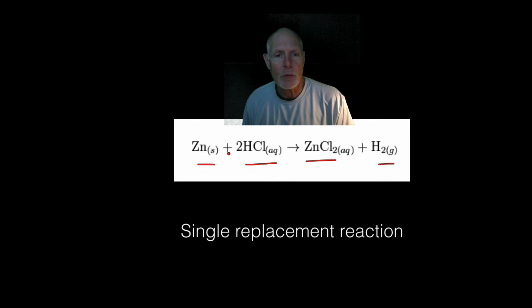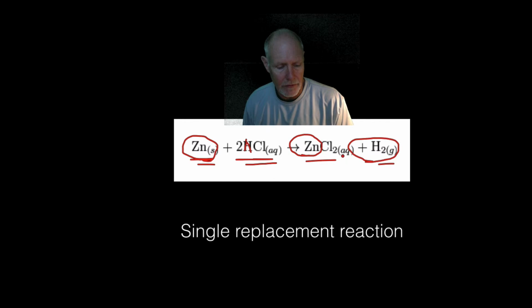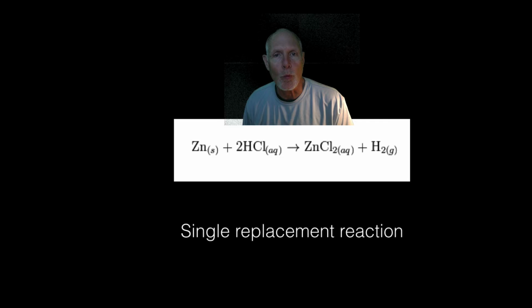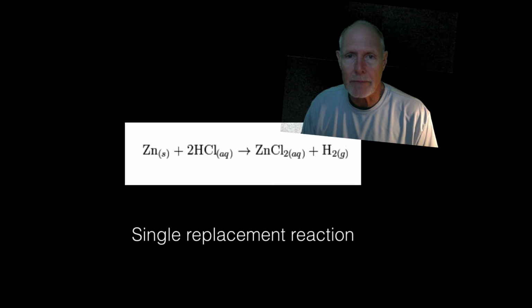What we've done is, in this compound, the hydrochloric acid, we've taken the hydrogen out and replaced it with the zinc. On the left-hand side of the equation, zinc was all by itself, and now over here, hydrogen is all by itself. So we've simply replaced one item with another item, and that's called single replacement. We can also do the same thing with multiple compounds and multiple atoms. You can have double replacement as well, and you'll be reading about that.